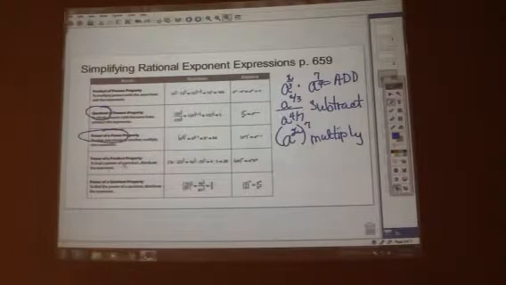Power of a product property means if I have variables or numbers or whatever inside the parentheses with a power on the outside, it means that that exponent, that power, goes with everything inside the parentheses separate. So really this means a to the 7th, b to the 7th, c to the 7th. That power goes with everything. It's distributed all the way through the parentheses.